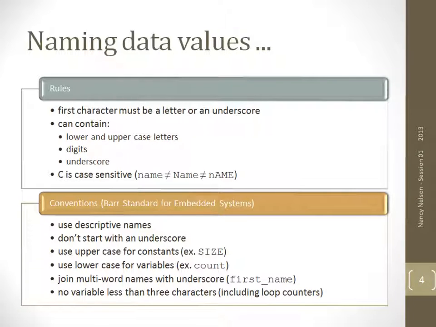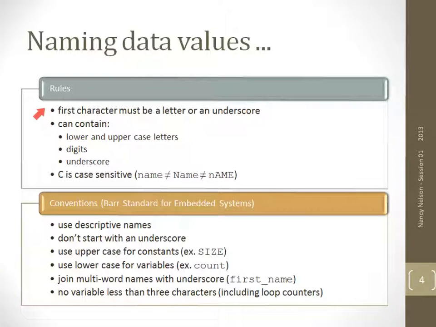When we're naming data values, we have to consider two things. First, the rules established by the governing body of the C programming language, and second, the conventions for the environment in which we're going to be programming. The rules are musts, the conventions are shoulds. Let's talk about the rules first. So, regardless of where your C program is going, we need to follow these rules.